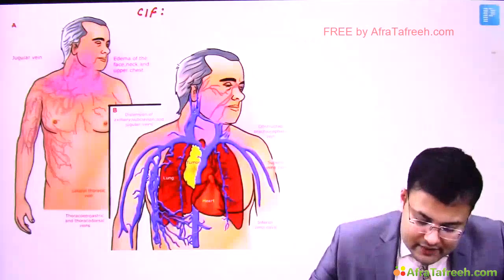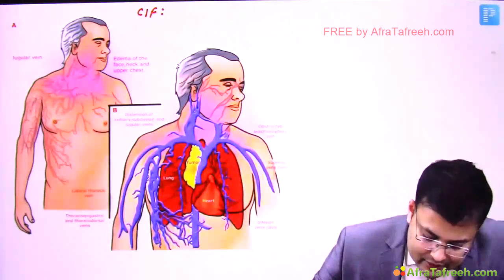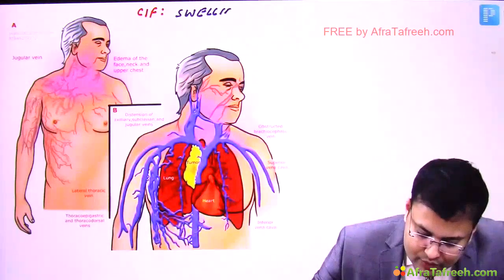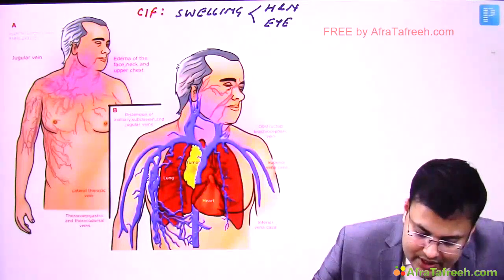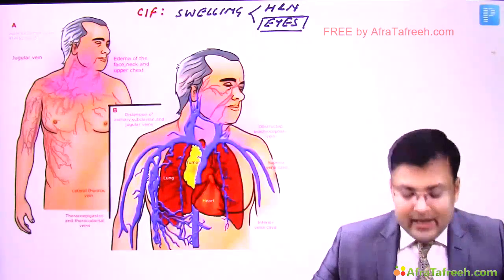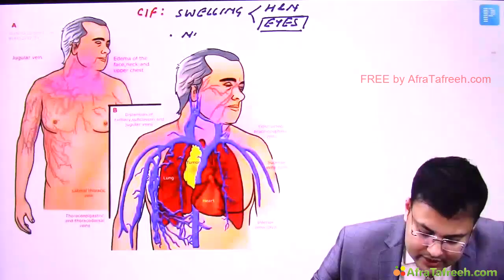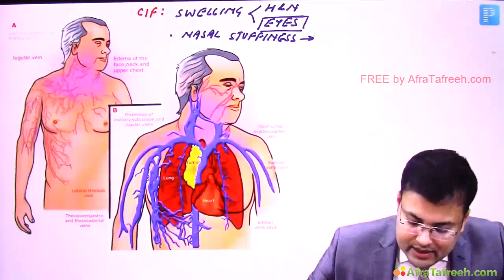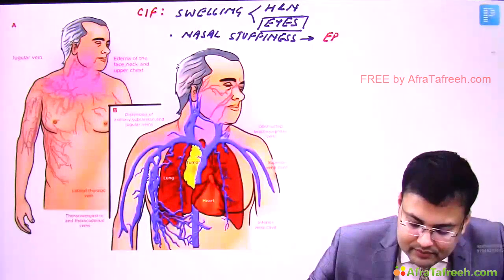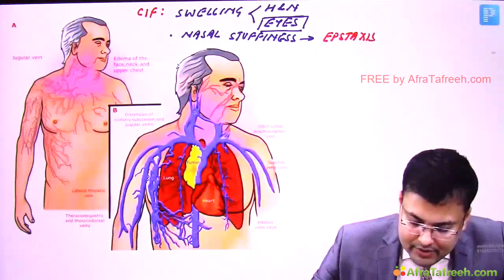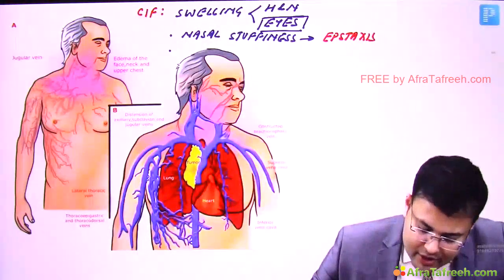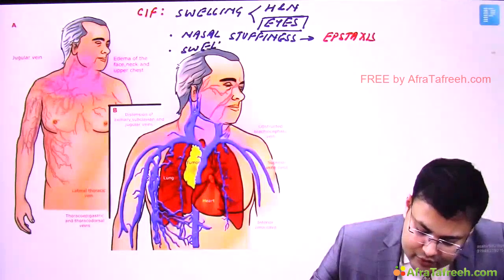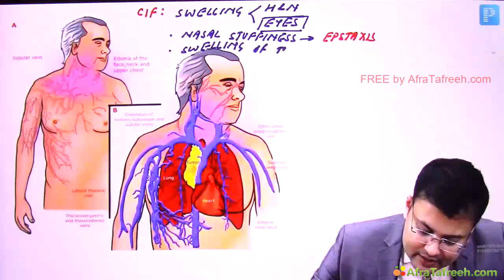Okay, so see what are the clinical findings here. These patients have swelling, and this swelling is more prominent around head and neck and especially around the eyes. Clear? In head and neck, what is the other problem? These patients have nasal stuffiness, and because of this, venous congestion is there. These patients might have epistaxis. Clear? Because of edema, these patients have swelling of tongue also. So there is swelling of tongue.